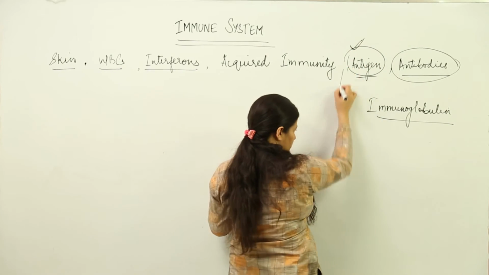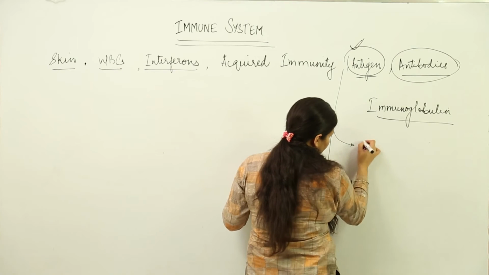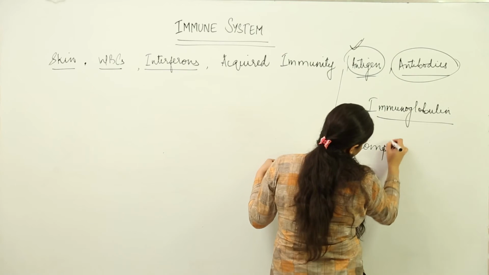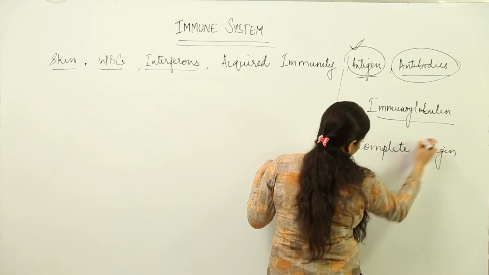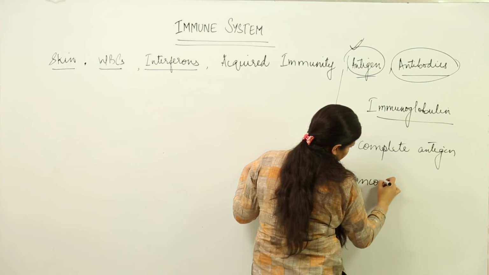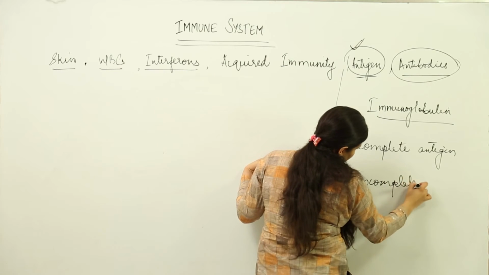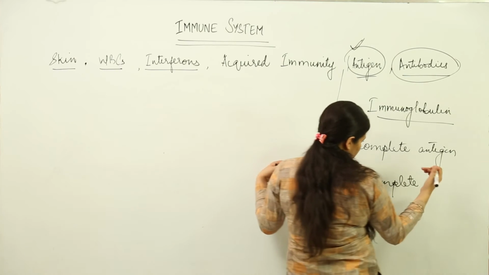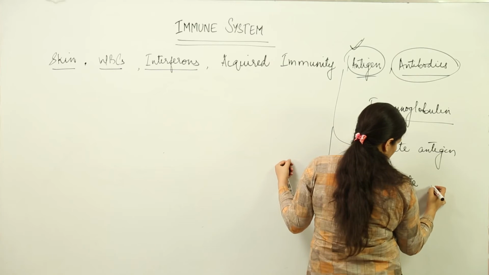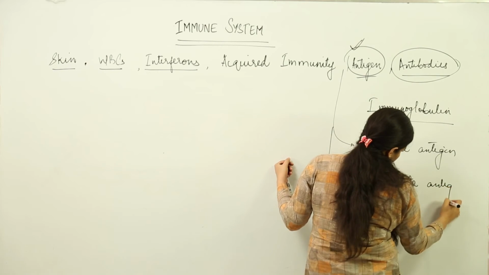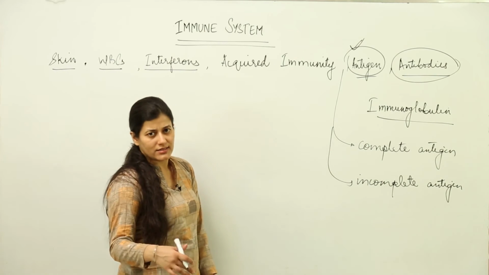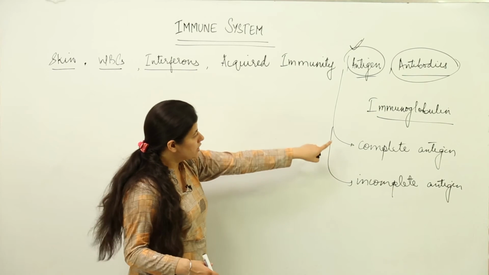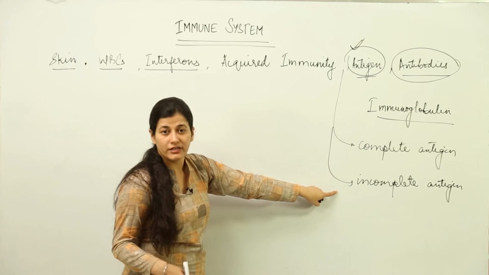Now antigens could be of two types. One would be complete antigen and the other one would be incomplete antigen. Now the complete antigen is able to produce an antibody response against it, and the incomplete antigen attracts the neutrophils and other cells to destroy it. So we have complete antigen and we have incomplete antigen.